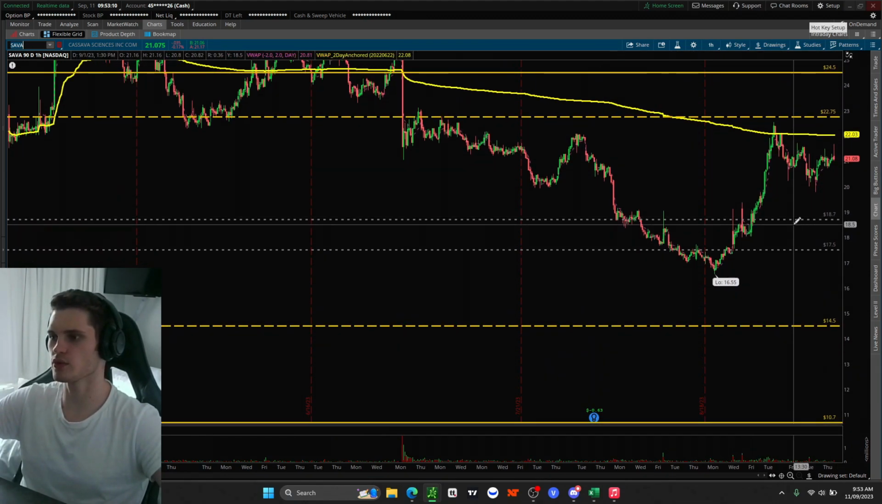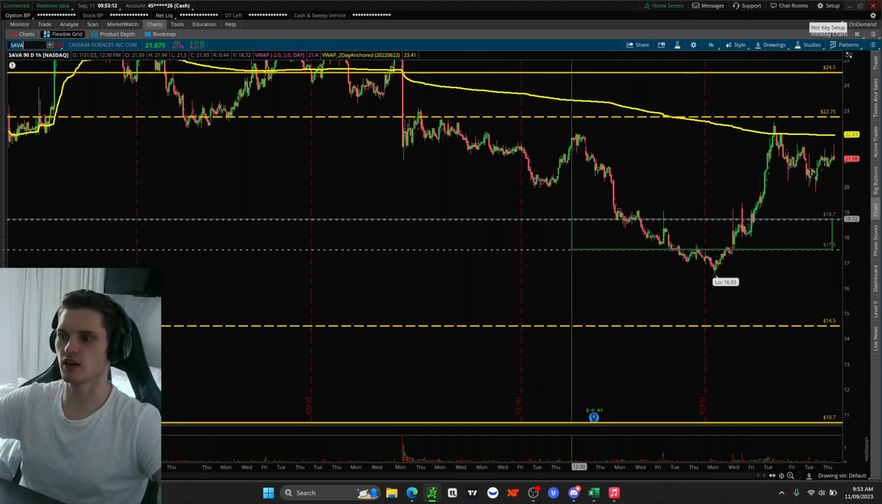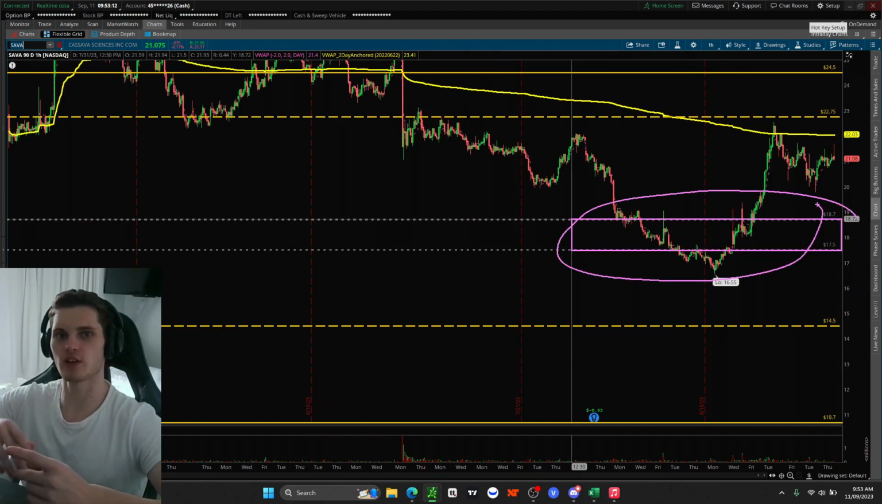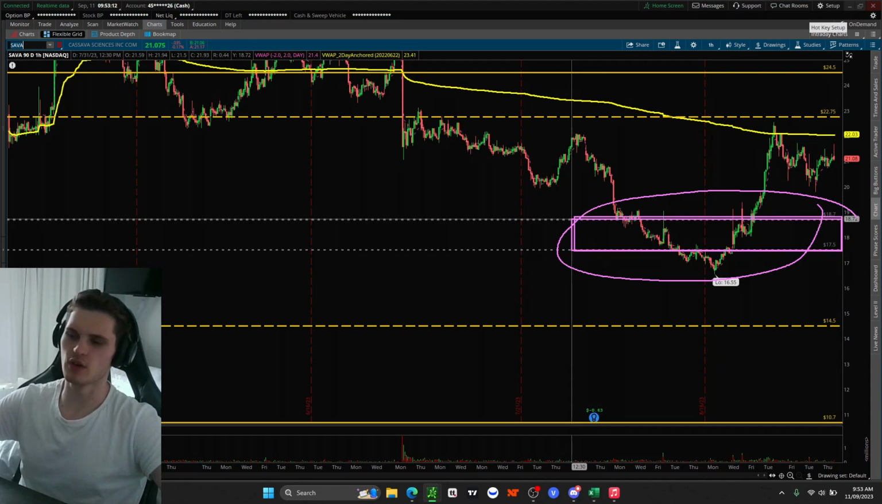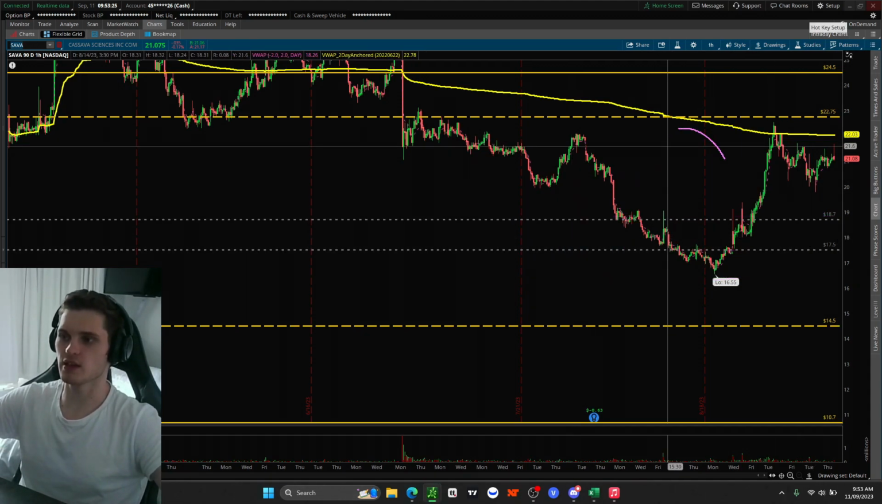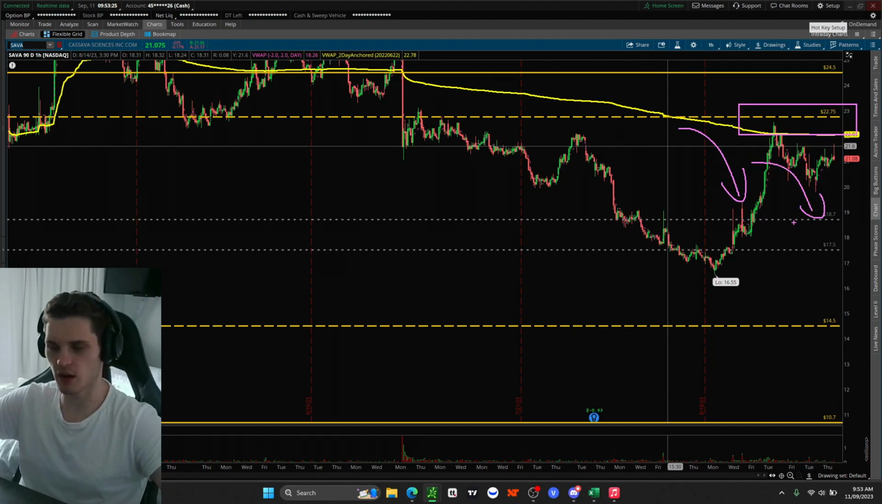Now, to cover the supports, we have these dashed lines here. These aren't normal supports. This is the range of fair value between the 6-month and the 1 year. So this, again, is when SAVA is at fair value. The way we tend to use this level is as a target if we're reversal trading. So if we're shorting, this level would definitely be our target.